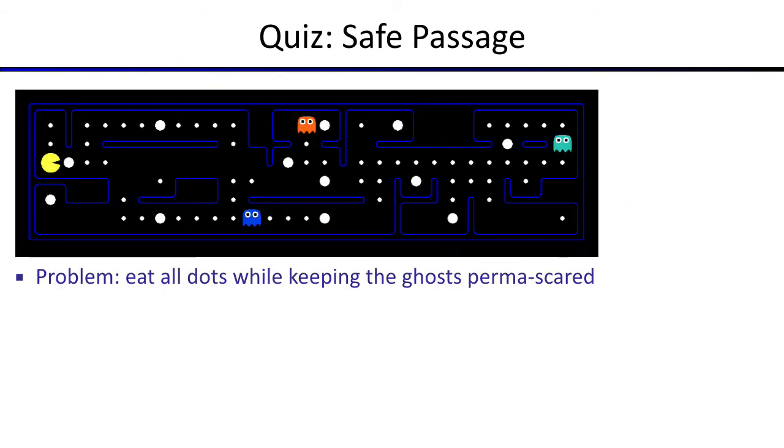So here's a quiz, kind of next level of this same problem. Here's a new search problem, which is safe passage. We want Pac-Man to be able to eat all of the dots while keeping the ghosts scared permanently, from beginning of execution to the end. So when Pac-Man eats a power pellet, the ghost stays scared for some number of time steps. And for the sake of this exercise, if Pac-Man and a ghost collide, say the ghost goes back to home and is still scared. So take about 30 seconds, talk to your neighbors, try to figure out what the state space for this is and how many states there are.